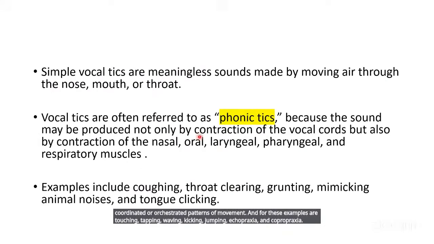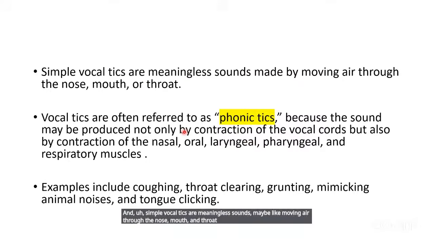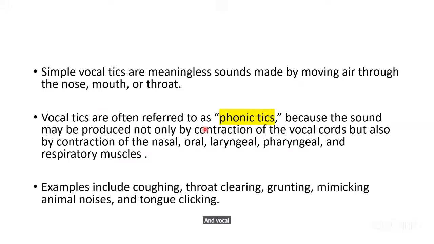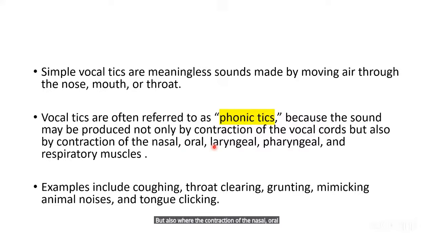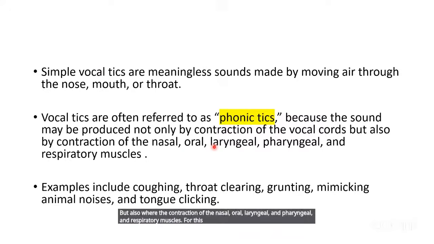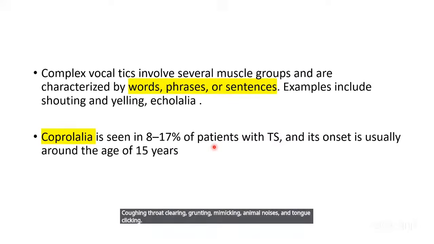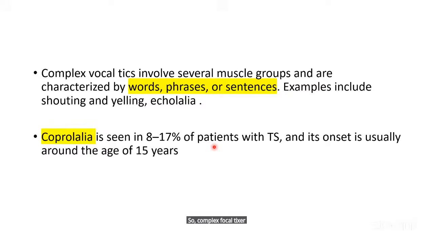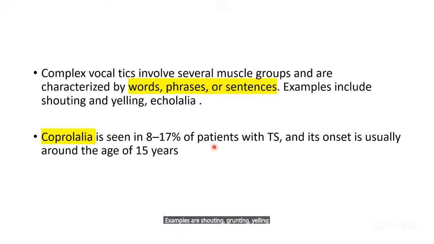And simple vocal tics are meaningless sounds, maybe like moving air through the nose, mouth, and throat. Vocal tics are often referred to as phonic tics because the sound may be produced not only by the contraction of the vocal cords, but also by the contraction of the nasal, oral, laryngeal, pharyngeal, and respiratory muscles. Examples are coughing, throat clearing, grunting, mimicking animal noises, and tongue clicking. Complex vocal tics use several muscle groups, like words, phrases, sentences. Examples are shouting, yelling, echolalia, and coprolalia.